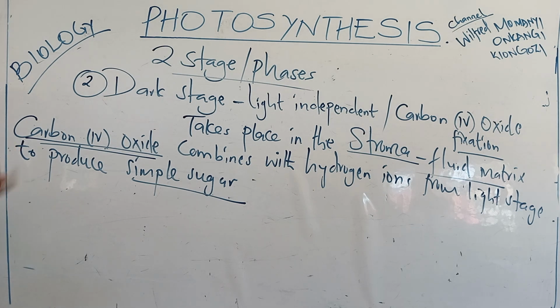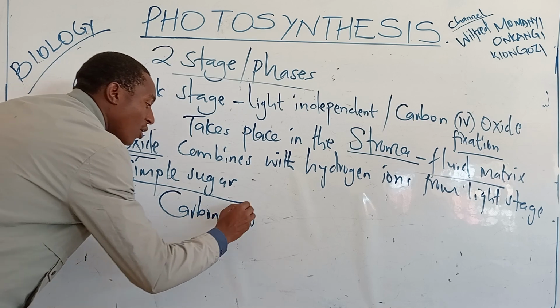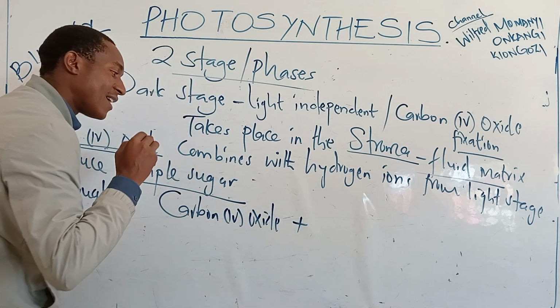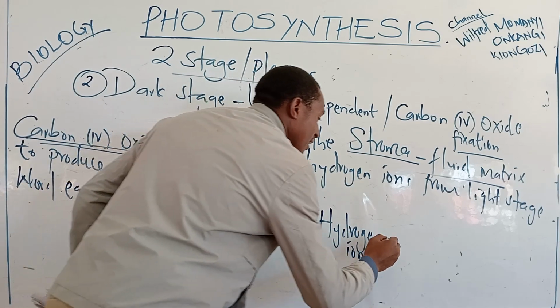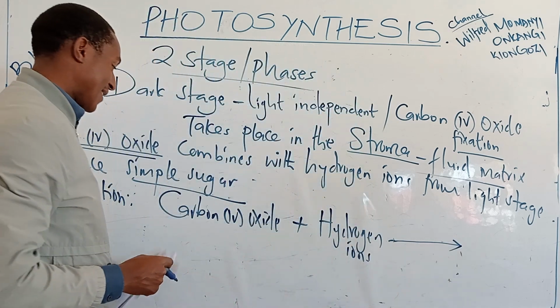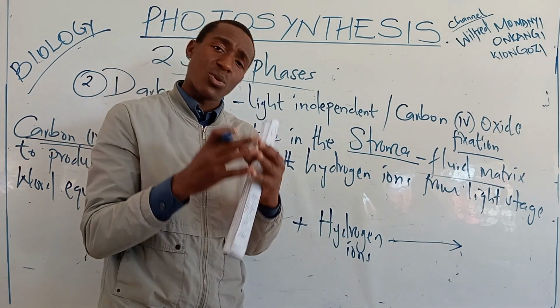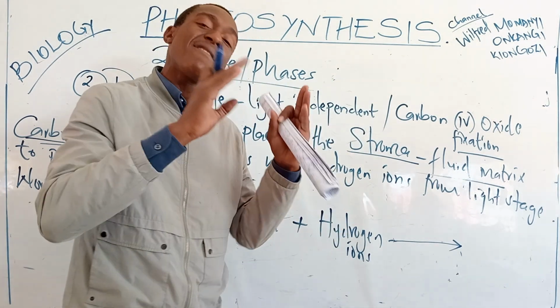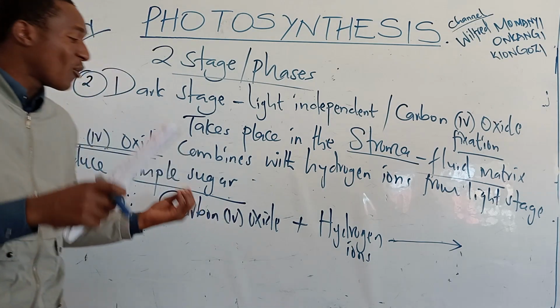So what we do next, we write the chemical equation of this process. We can start with the word equation first. Carbon dioxide plus hydrogen ions gives us simple food. And simple food, this is a carbohydrate. We talk about things like glucose, fructose, galactose. So we have a general formula for them.